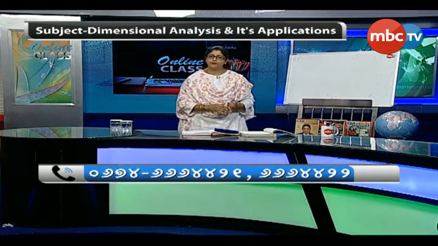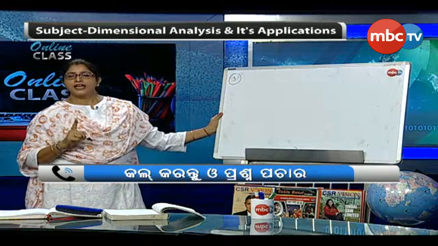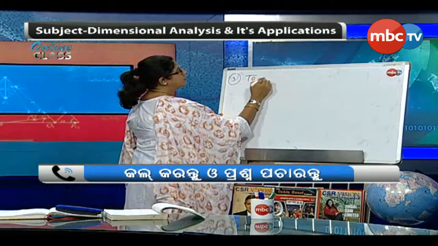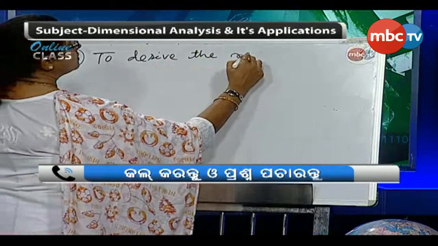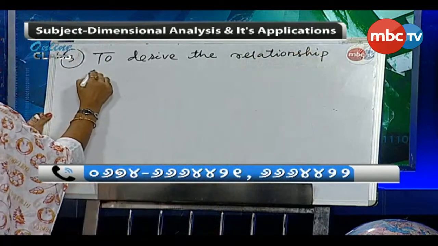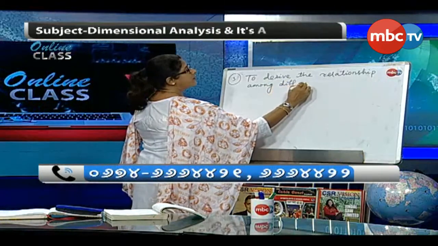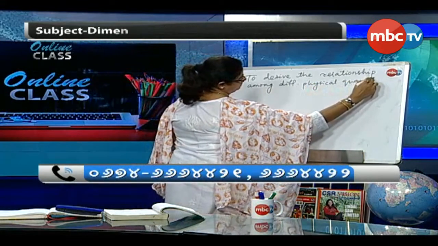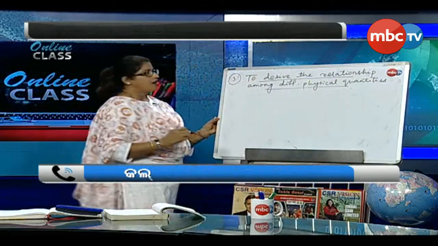So next, come to the third one. What is that? To derive the relationship among different physical quantities. Clear? How?